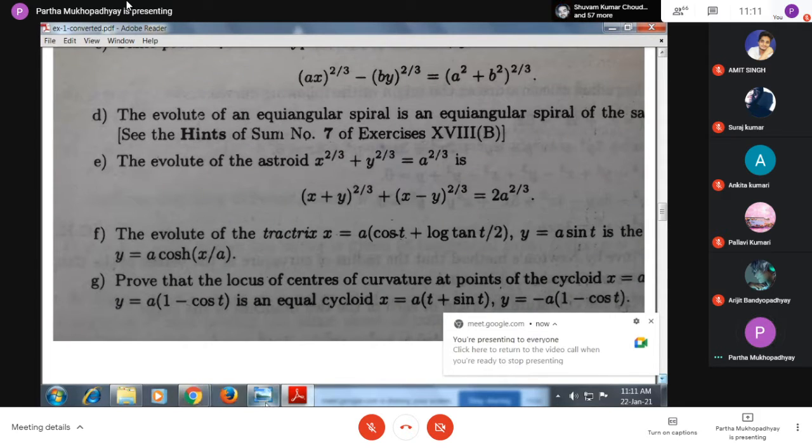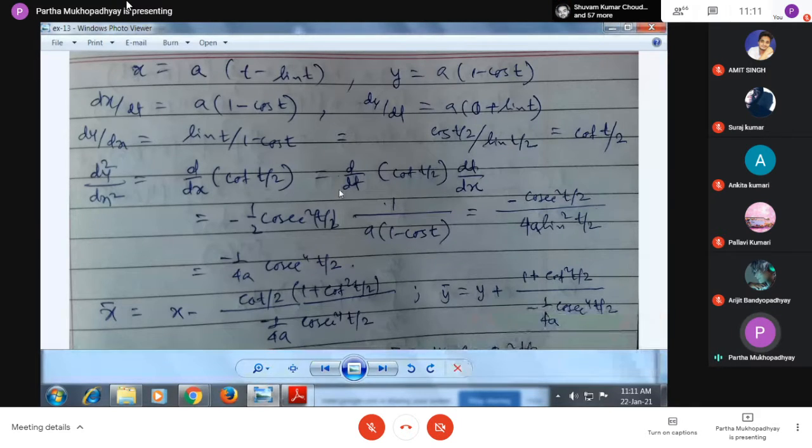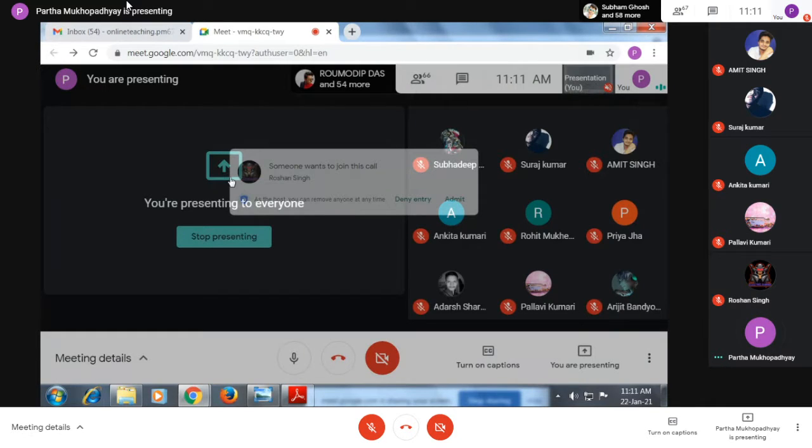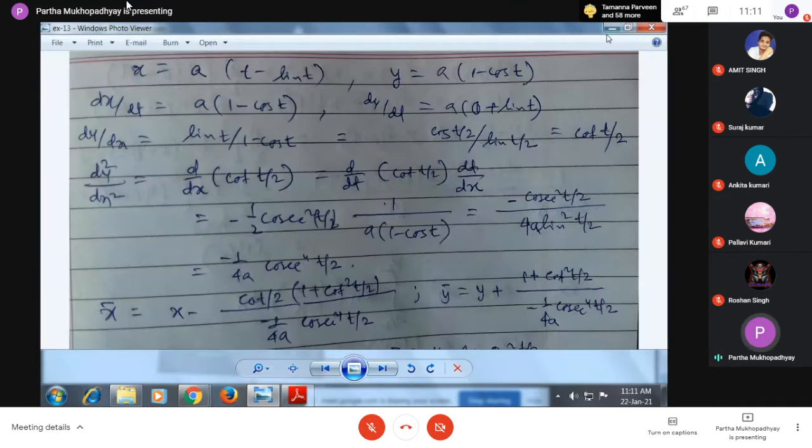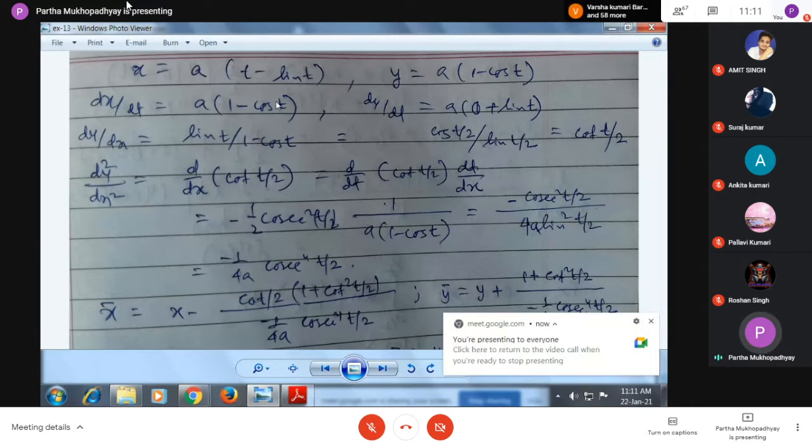So I have solved this problem. Let's just discuss how to get this evolute in a parametric equation. Suppose these equations are given, x is equal to a of t minus sin t, y is equal to a of 1 minus cos t. Then you cannot directly calculate dy/dx. In that case, you have to find the equation in terms of y and x only, which means you have to eliminate t. That is not very easy, so that is why we will not do it.